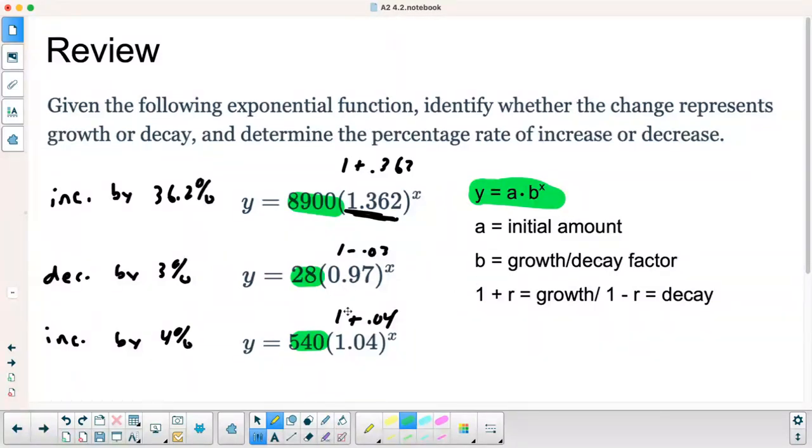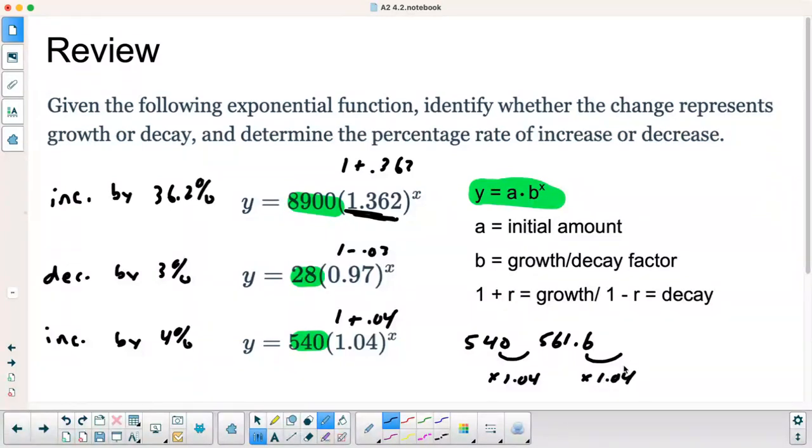So if you think about this, let's just pick this one, the 540. It's like you multiply it by 1.04 repeatedly. So 540 times 1.04, I get 561.6, and if I do it again, and you could keep on going however many times you want, I get 584.064. So this is your factor. You keep multiplying by 1.04 essentially. So that's where that comes from.